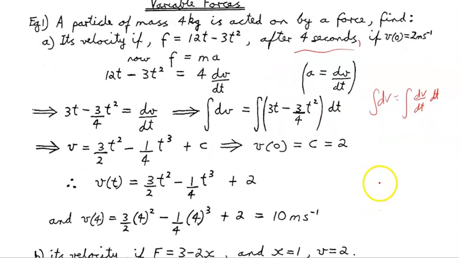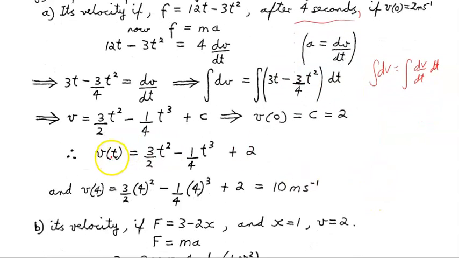Okay, and then finally we were asked to find its velocity after 4 seconds. So we now have the particular solution, v of t, that's this object here. Now let's substitute in t equals 4. We have 3/2 times 4 squared minus 1/4 times 4 to the power of 3 plus 2, which gives us 10 meters per second. So at t equals 4 seconds, the velocity of the object is 10 meters per second. Remember, it's a variable force, and that will be acting to change its velocity.